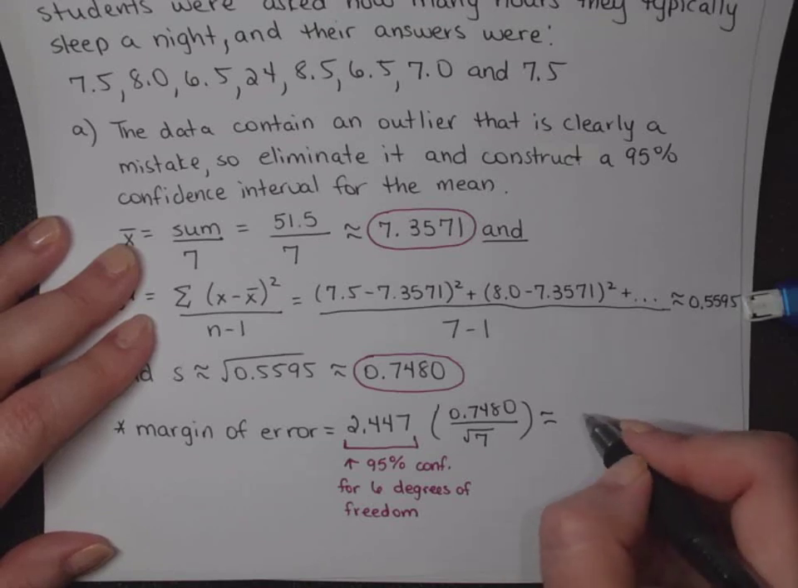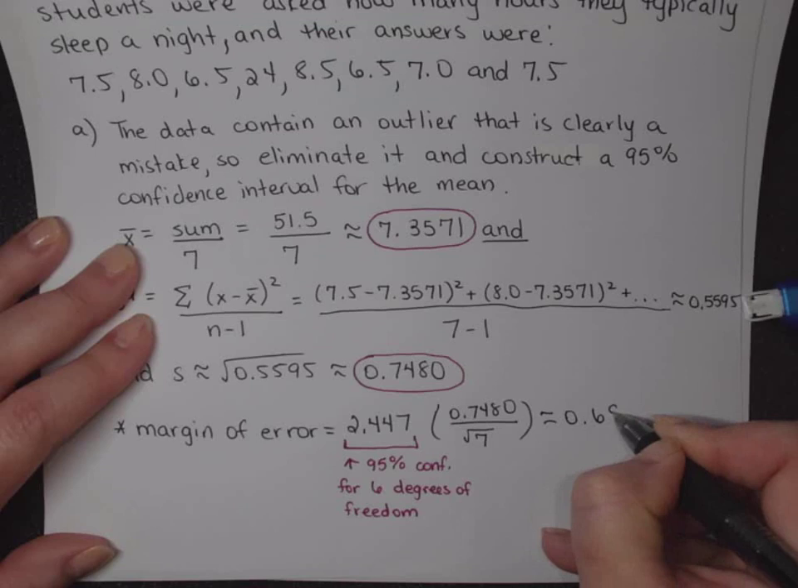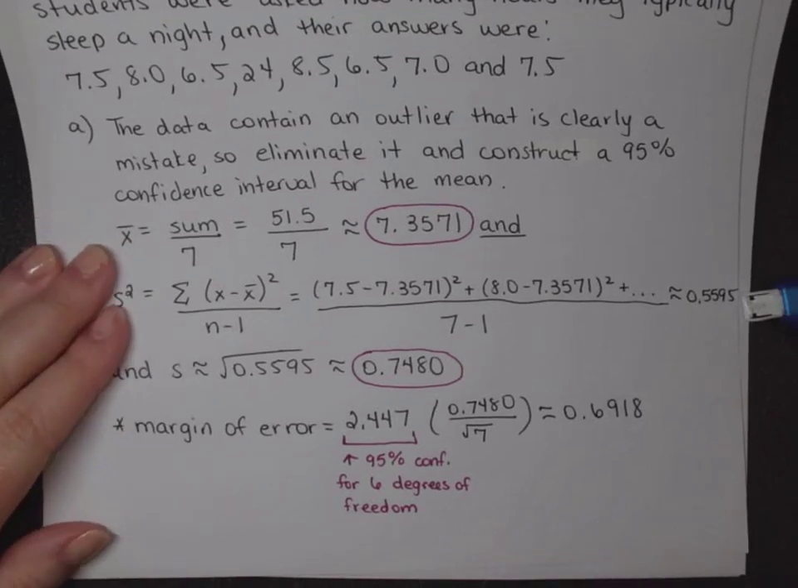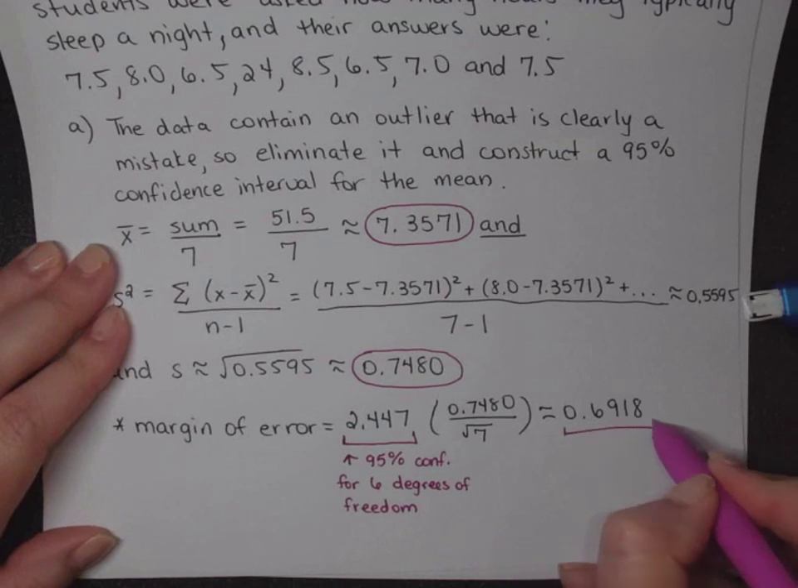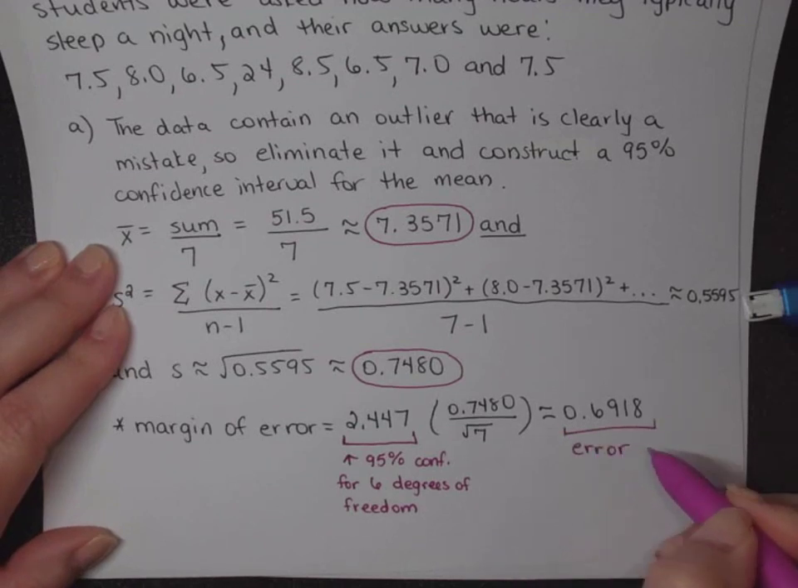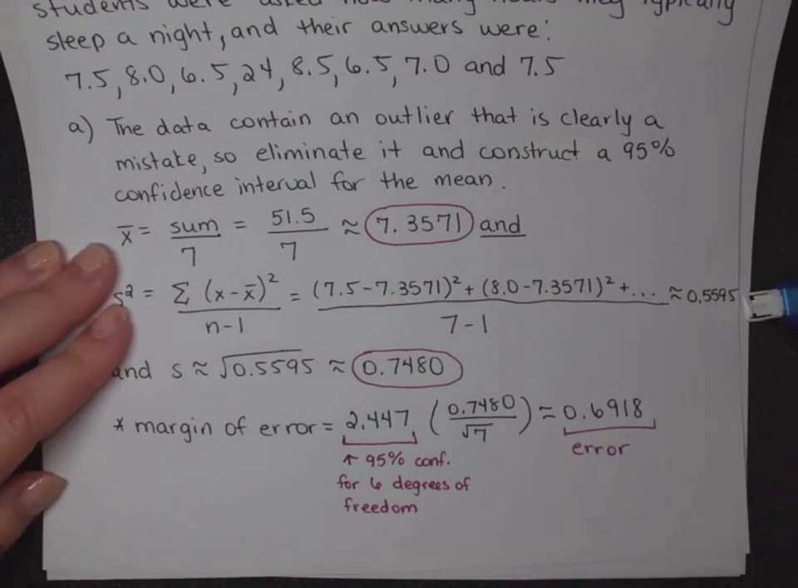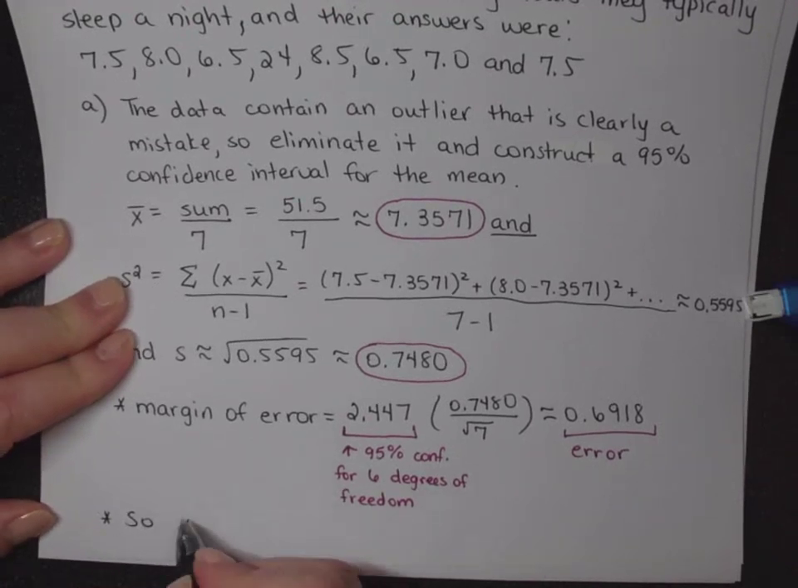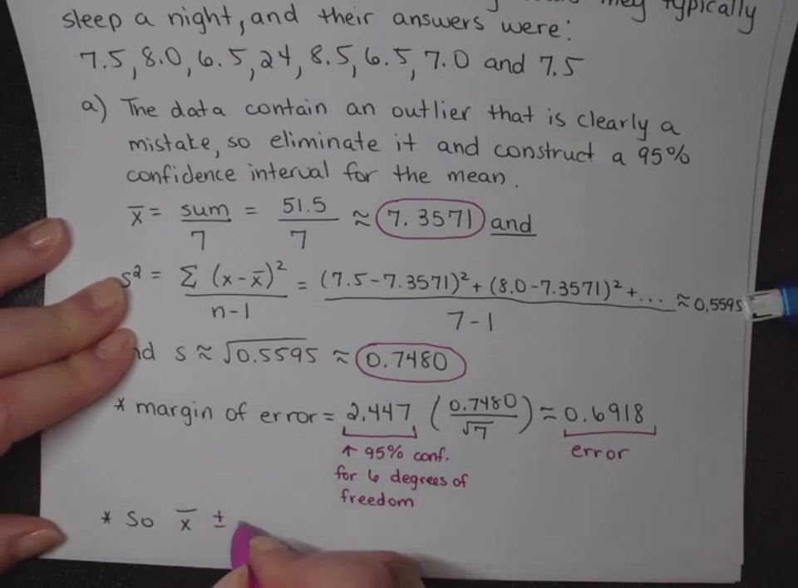You get approximately 0.6918. Okay, so remember, this is the error. So our answer then is going to be X bar plus or minus this error.